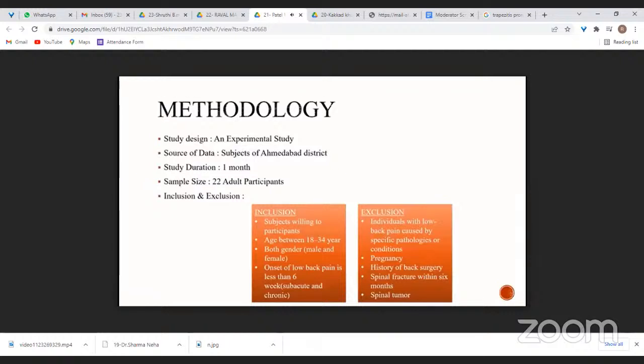The inclusion criteria: subjects willing to participate are included in the study. Age between 18 to 34 years are included. Both male and female are included in the study. Onset of the low back pain is less than 6 weeks, meaning subacute and chronic conditions only are included in the study. Exclusion criteria: individuals with low back pain caused by a specific pathology or condition were excluded. Pregnancy-related back pain is also excluded. History of back surgery, spinal fracture within 6 months, and spinal tumor. These criteria are all excluded for this study.